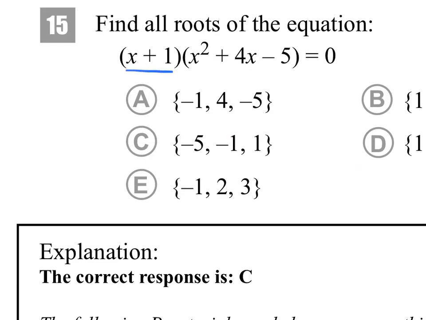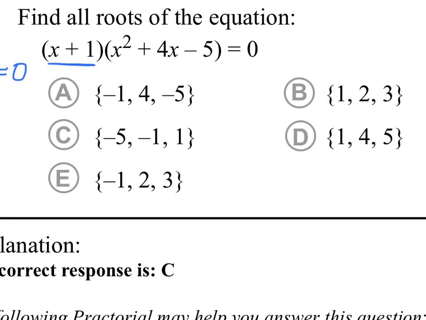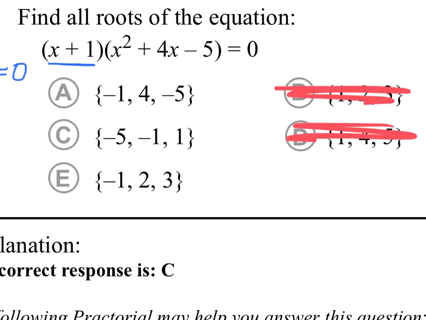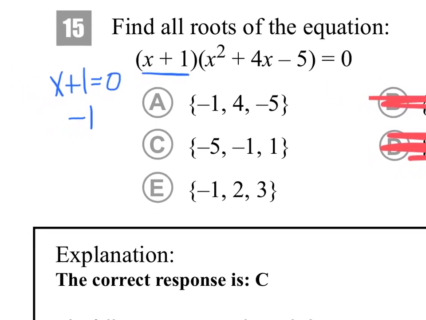That one, you just set it equal to 0 and come up with a -1. So if you have any solutions in here that don't have a -1 in them, you can cancel them out. So those are gone. So we're down to 3.